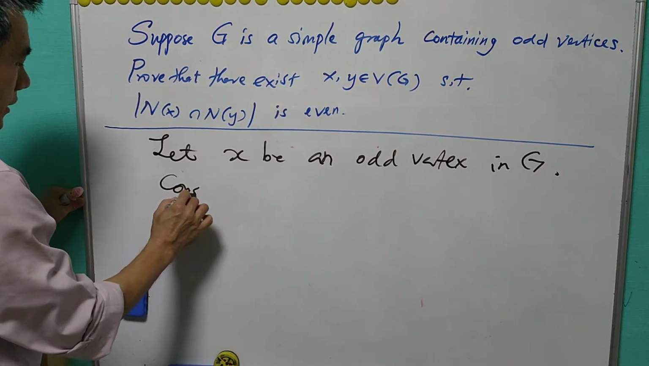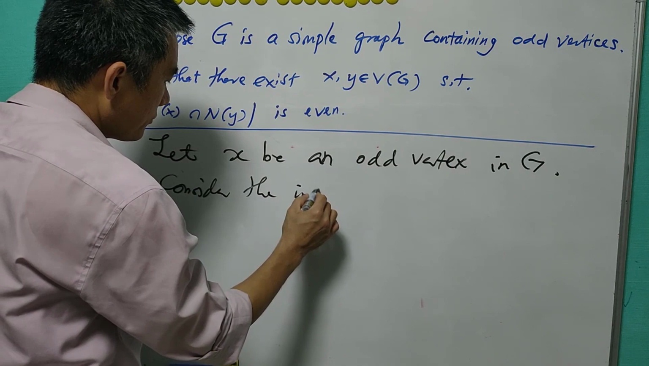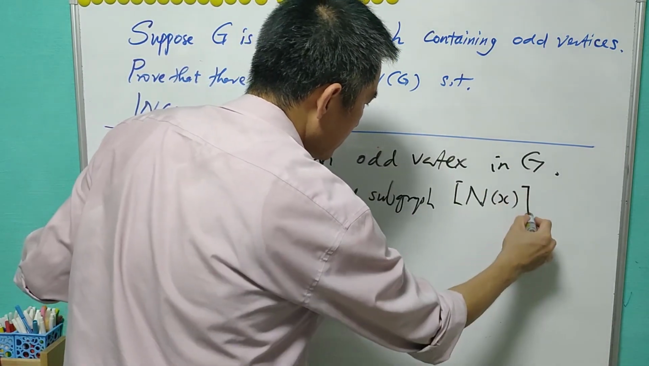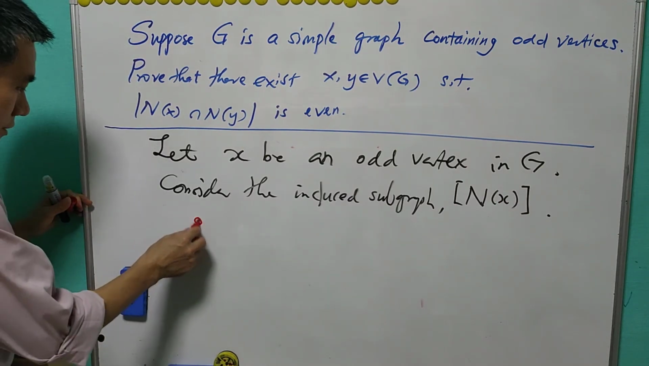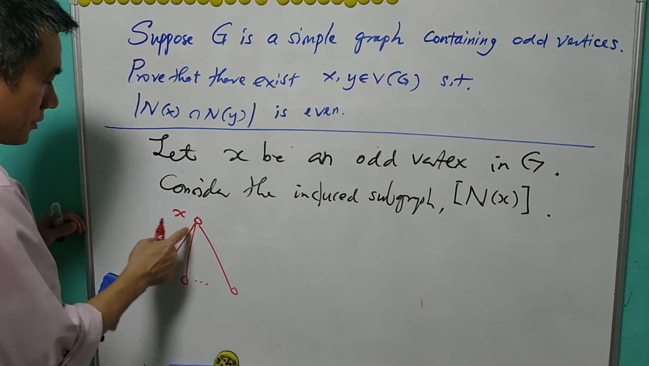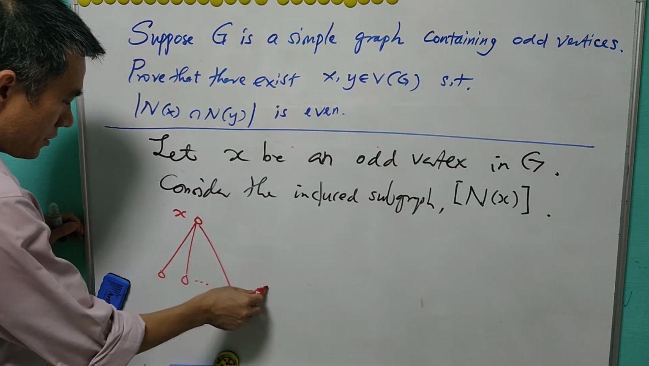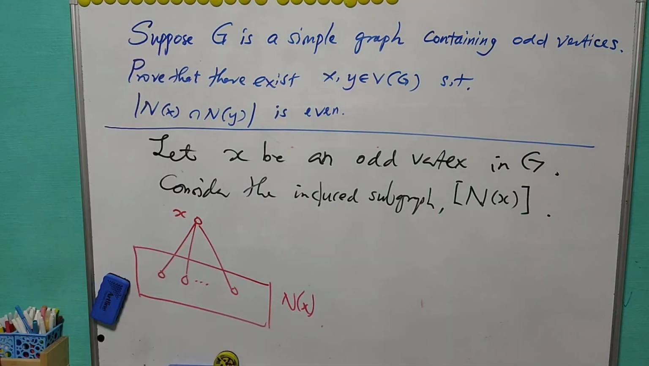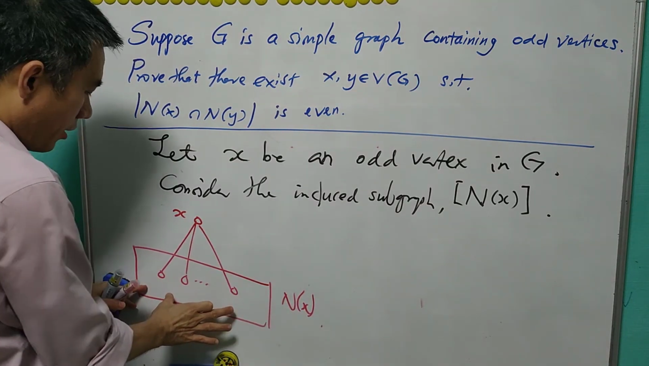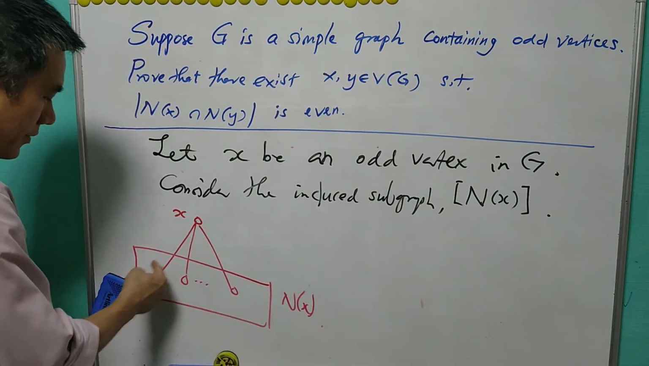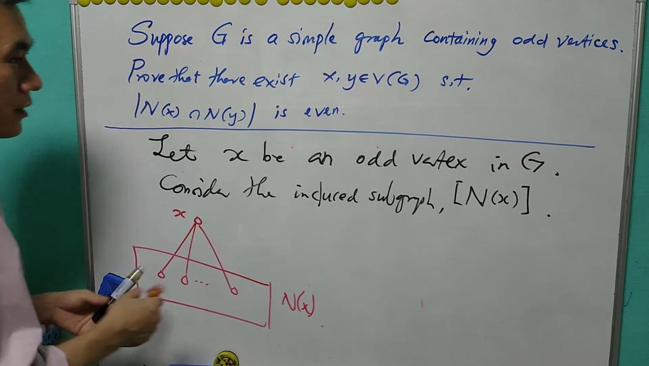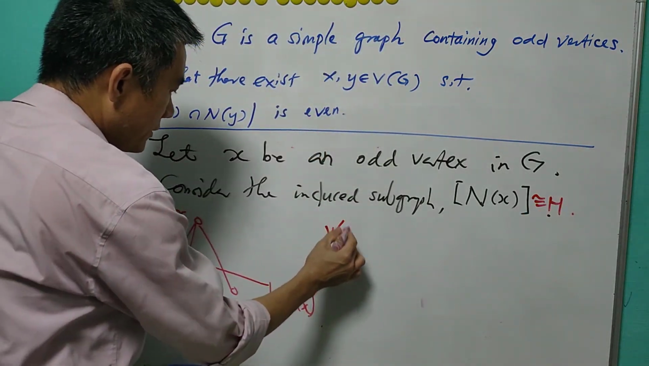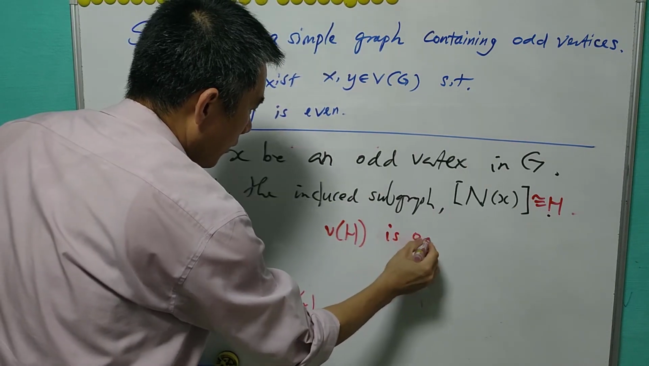Now let's consider the induced subgraph by the vertices of neighbors of x. So this is x, and the degree of x is an odd number. So this will be the neighbors of x. When we consider the induced subgraph of N(x), this is the subgraph that we are going to consider. Call this subgraph H. So the number of vertices in H is an odd number.